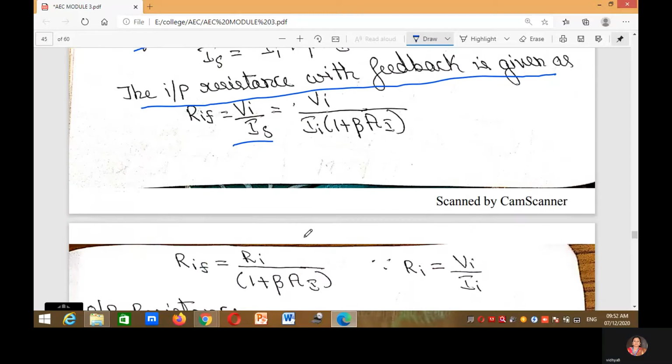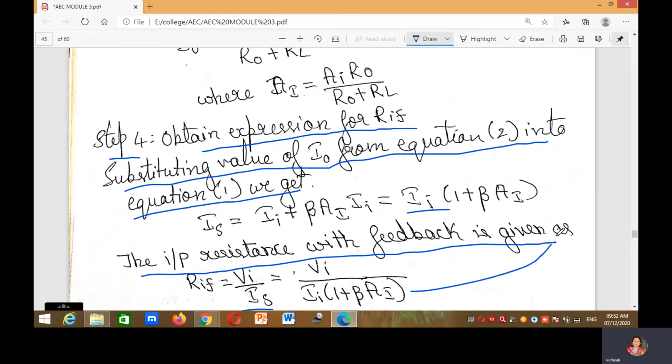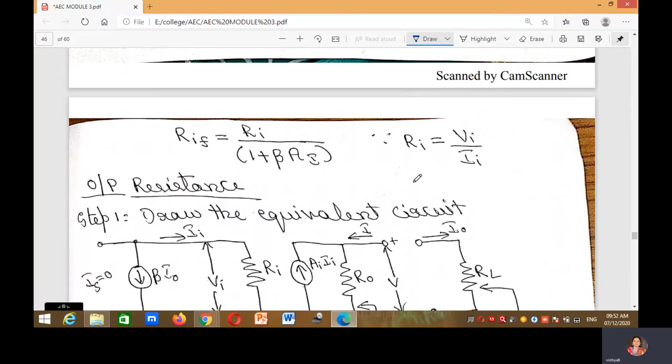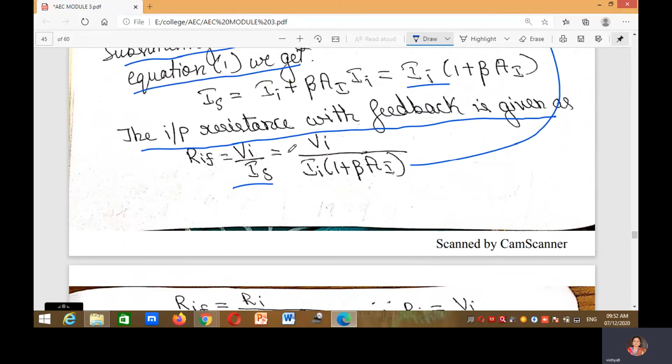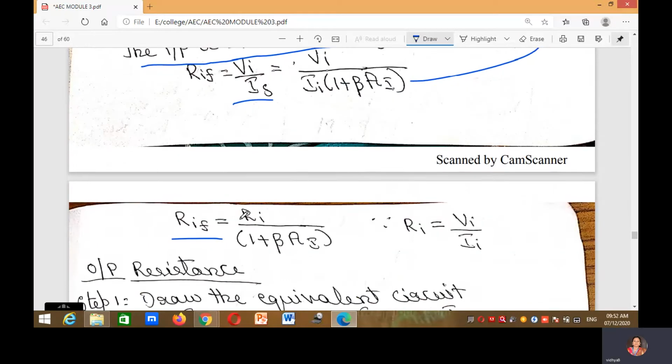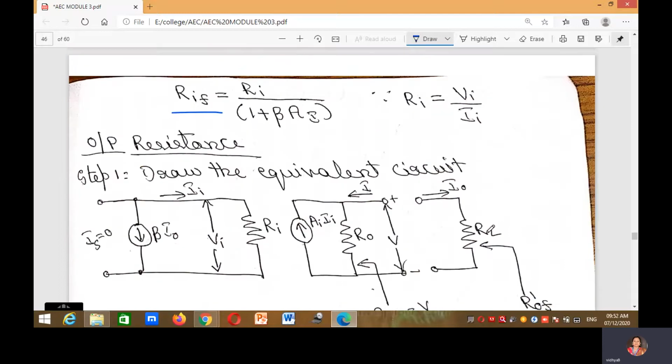AI is nothing but this value. RIF is equal to RI divided by 1 plus beta into AI. From this expression, we have written RI divided by 1 plus beta into AI, where RI is equal to VI divided by II.